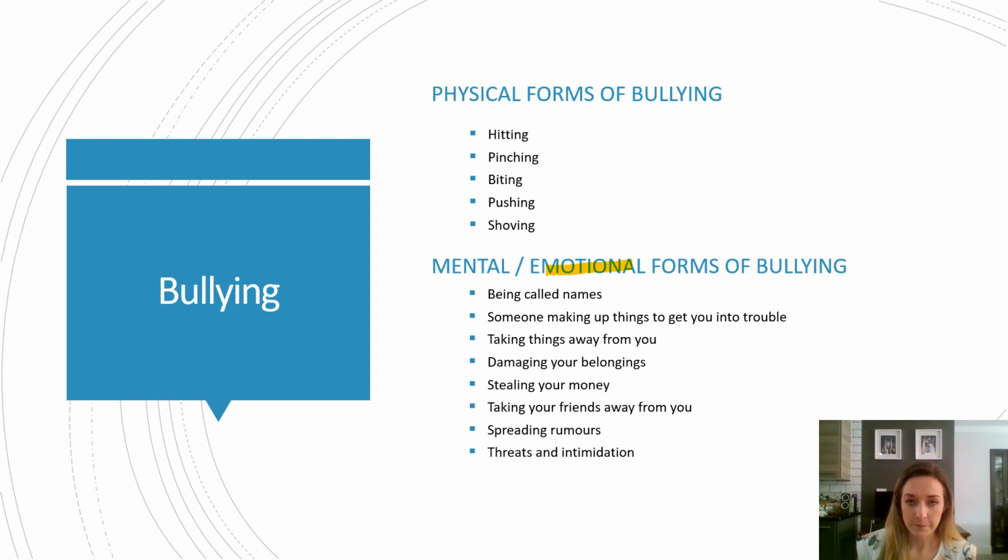Threats and intimidation. Now, these are verbal forms of making you feel unsafe. So, for example, if you were in the classroom and someone took your pencil case away and they said to you, if you tell the teacher I'm going to hit you after school, that is a threat. Another form of emotional bullying because it makes you feel unsafe. Not okay. Tell someone.